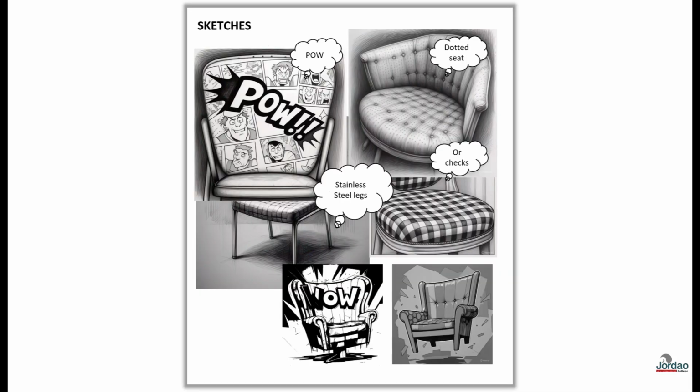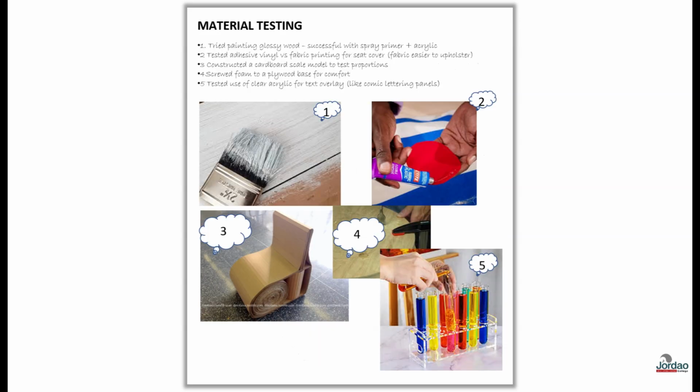This is where your ideas really start taking shape. And most importantly, you explore how to balance a sculptural look with real, comfy seating. Because yes, it has to look amazing and work as a chair. Let's move on to page 8, material testing. This is where you show how you experimented to find the best materials for your pop art chair. This page proves you're not just creative, you're a problem solver too.